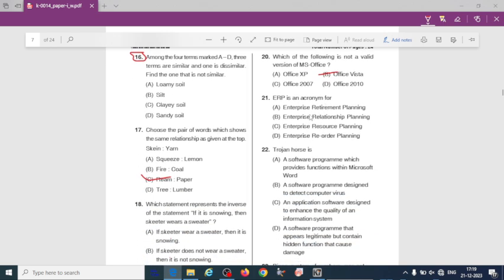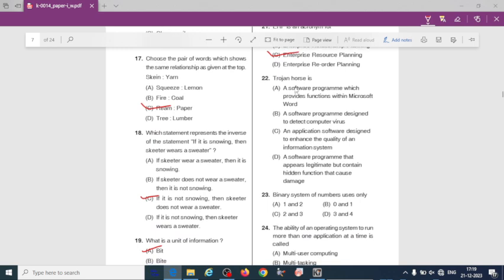ERP is an acronym for Enterprise Retirement Planning, Relationship Planning, Resource Planning, Reorder Planning. 21. Option C, Enterprise Resource Planning. Trojan Horse is a software program which provides function within Microsoft Word, a software program designed to detect computer virus, an application software designed to enhance the quality of an information system, a software program that appears legitimate but contains hidden function that causes damage. 22. Option D.